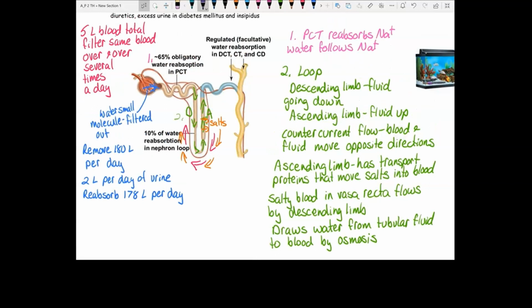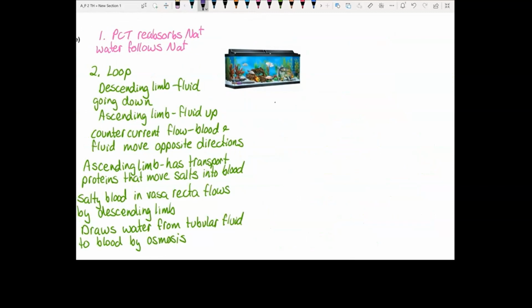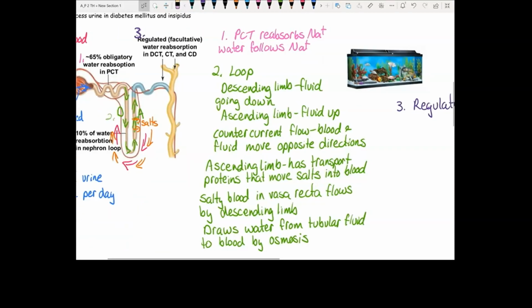Then the third method is over here, the regulated reabsorption. This is called regulated because hormones control it, and you can change the level of the hormones in order to change how much water you reabsorb here. Notice this occurs in the distal convoluted tubule, the collecting tubule, and the collecting duct. So it's all this area and this area where the hormones will act.